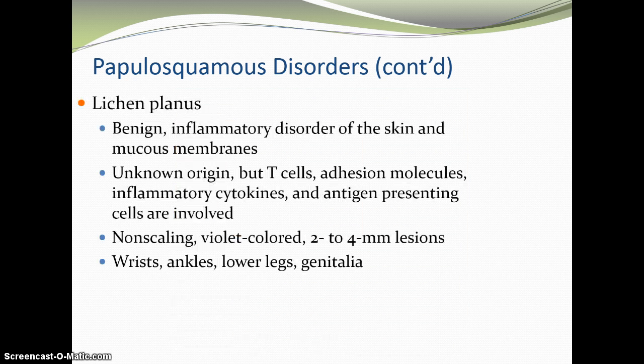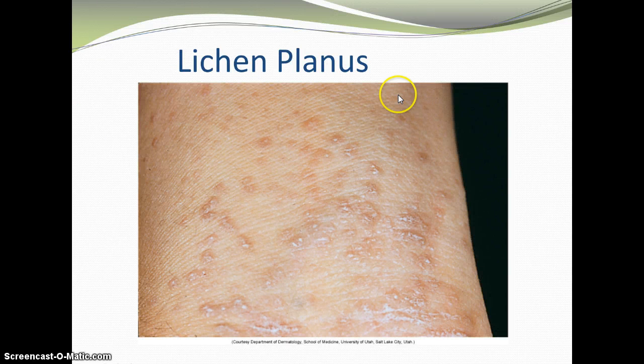There's also another papulosquamous disorder that you may come in contact with called lichen planus. This one's a benign inflammatory disorder, unknown origin, but T cells, adhesion molecules, inflammatory cytokines, and antigens are present when we look into these. They are non-scaling, but they look almost like a purplish light violet kind of color. And usually the most common locations are the wrist, ankles, lower legs, and genitalia. So with this lichen planus, you can see almost a purplish color on top of these little papulosquamous disorders.